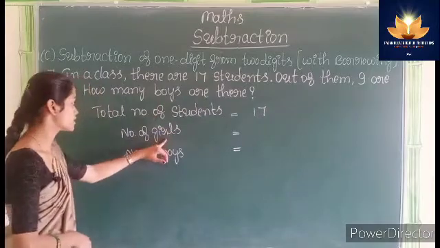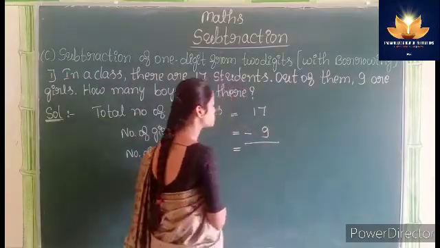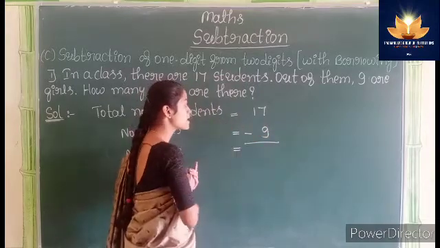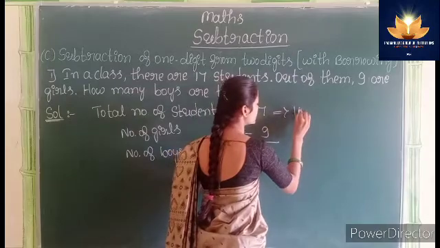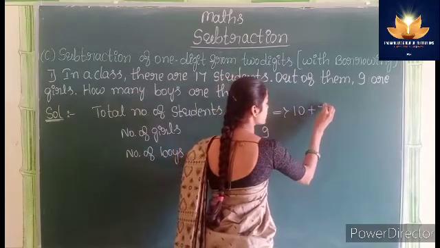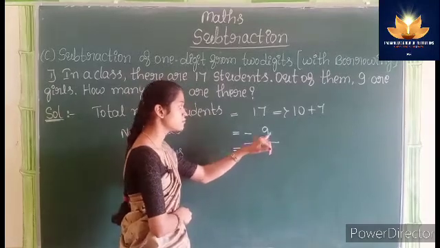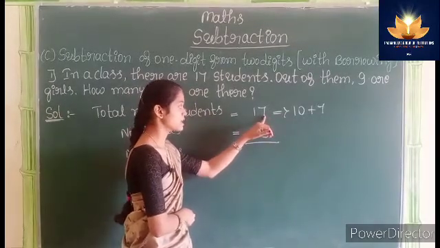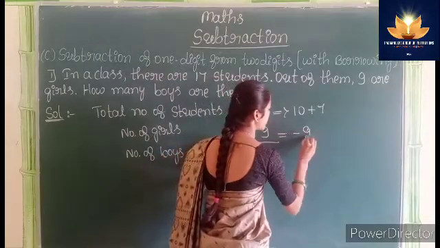Number of girls, that is 9. We have to subtract 9 from this 17. In this 17 there are 1 ten and 7 ones. Right, we cannot subtract 9 from this 7, that's why we have to subtract this 9 from this 10.